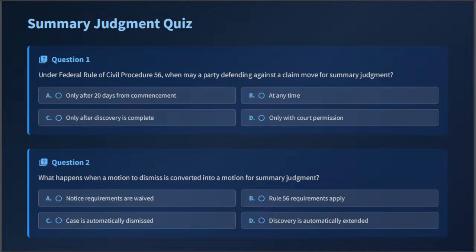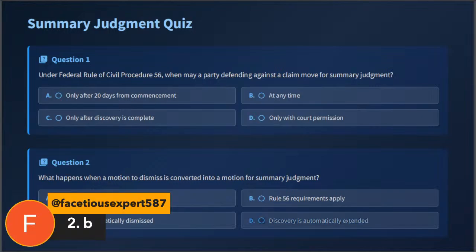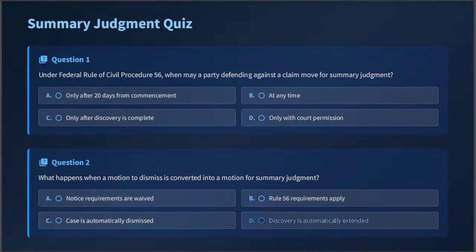We dove deep into this one. So is it A, notice requirements are waived? B, Rule 56 requirements apply now with a conversion? C, case is automatically dismissed? Or D, Facetious Expert 587 says 2B. 2B or not 2B? Okay, we'll put you down for 2B.